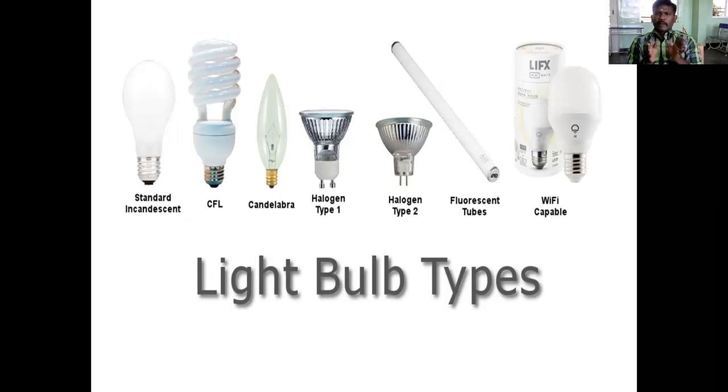And not only the tube light, in all the bulbs in household connections, mostly we are using white light because it produces a high intensity of light. So these are the variety of electrical bulbs. And here we have mentioned standard incandescent, CFL, candelabra, halogen type 1, halogen type 2, fluorescent types. Mostly we are using fluorescent types, and Wi-Fi cables.